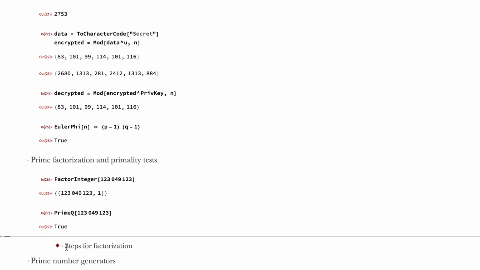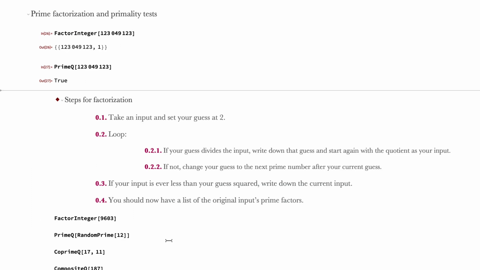Anyway, to demonstrate prime factorization, I wrote out some steps for prime factorization. First, we take an input and set our guess for the first prime factor at 2. Then we go through a loop where if our guess divides the input, we write down that guess and start again with the quotient as the next input. If it doesn't divide the input, then we change our guess to the next prime number after the current guess. If our input is ever less than the guess squared, then we just write down the current input. If you do those steps and write down the guess and the inputs where appropriate, you should end up with a list of the original input's prime factors.